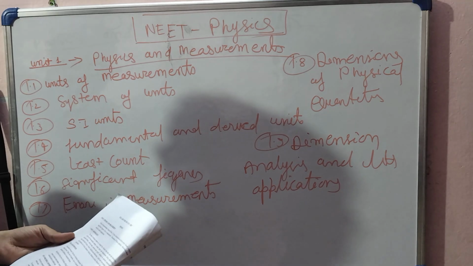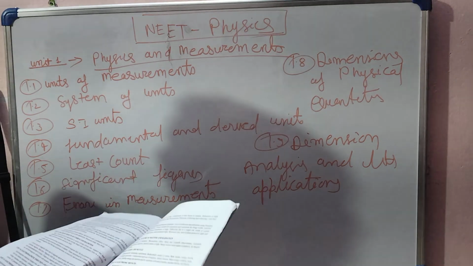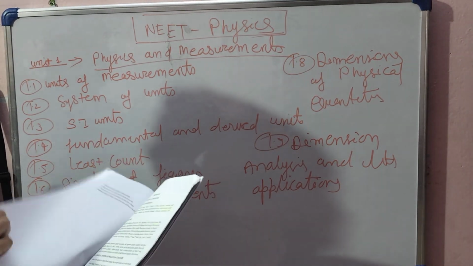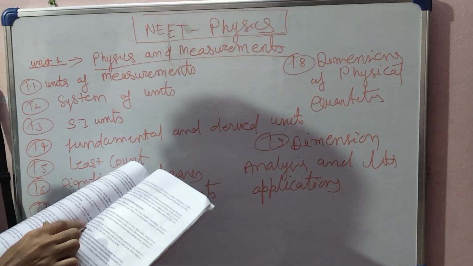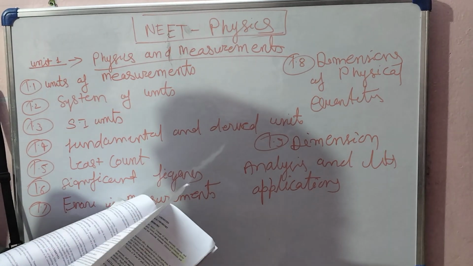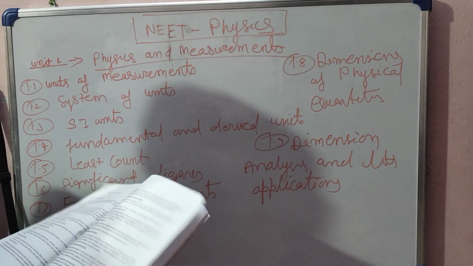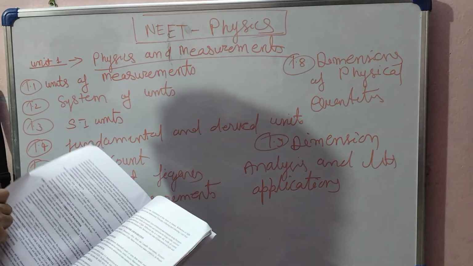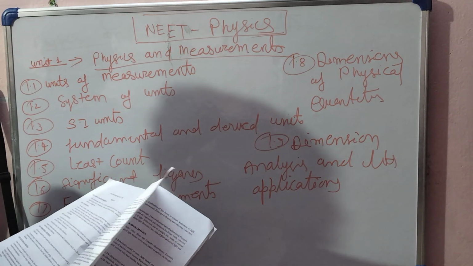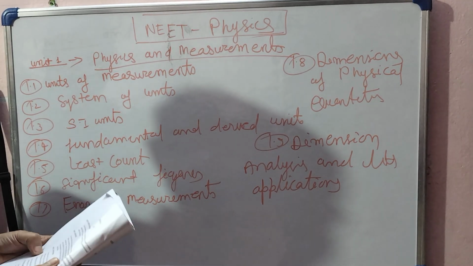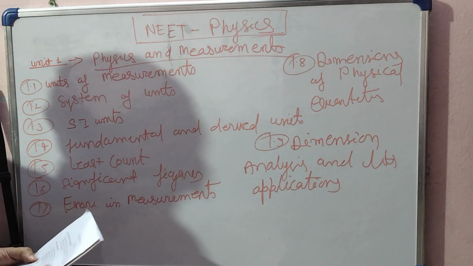There are units one, two, three, four, five, six. In physics there are 20 units, and the last unit is experimental skills. I think this experimental skills unit is a very nice combination in the syllabus. So there are 20 units, and unit one is physics and measurement.